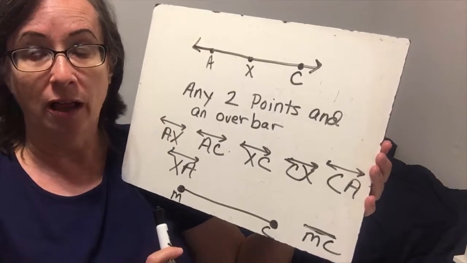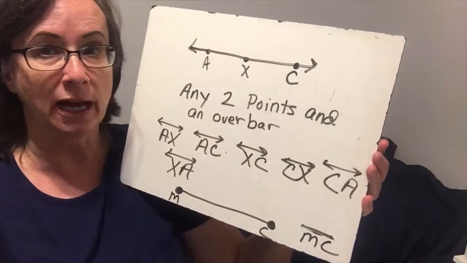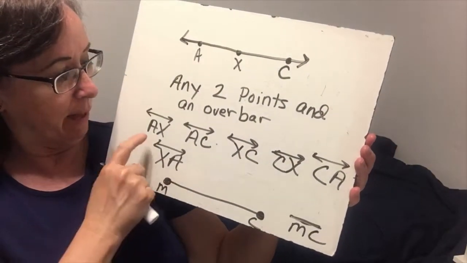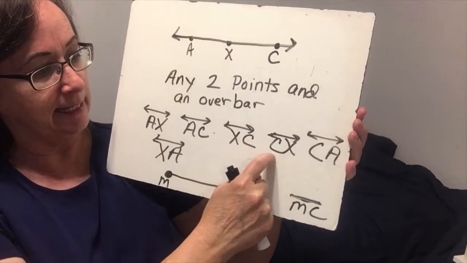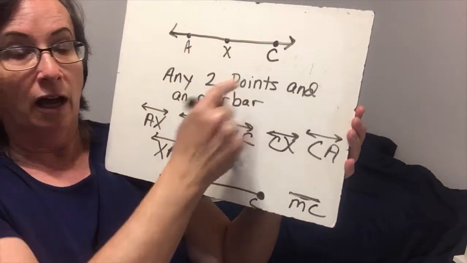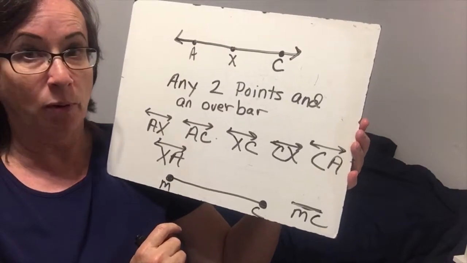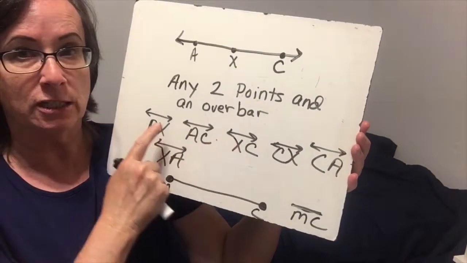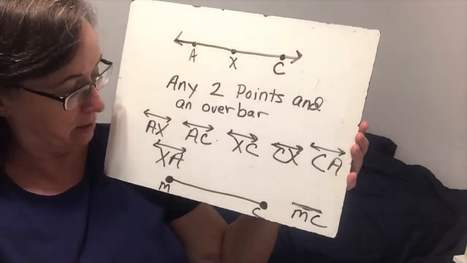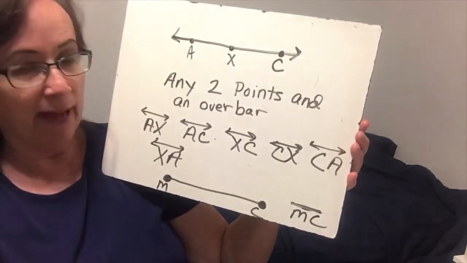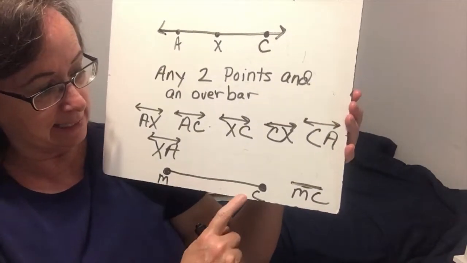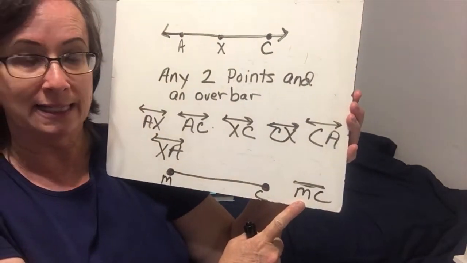And remember, a line has no thickness, so you really can't see a theoretical line, but we have to draw lines. And so when we're talking about lines, we will use this representation. So AX, AC, XC, CX, CA, XA are all different arrangements of these points. Any 2 points with the little overbar with 2 arrows going each direction, and that is the designation for a line. And then this is the designation for a line segment.